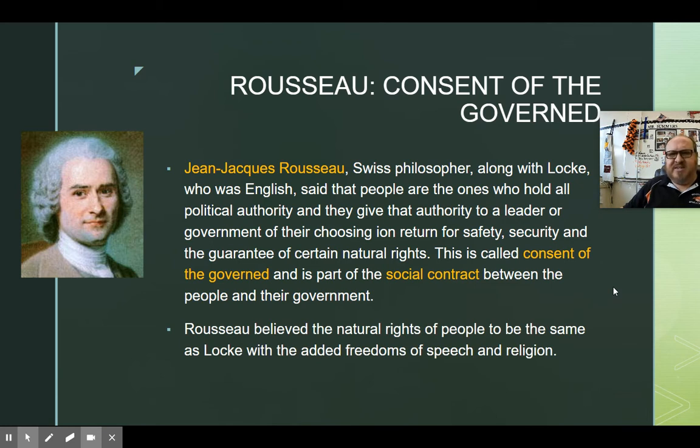Some of the rights that Rousseau believed in, of course, were also life, liberty, and property ownership. But he also thought that people had freedom of speech and freedom of religion. You're free to have whatever religion you want, regardless of where you lived or what the king believed. Okay.